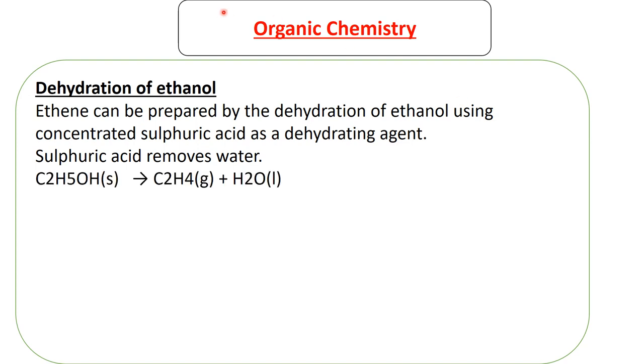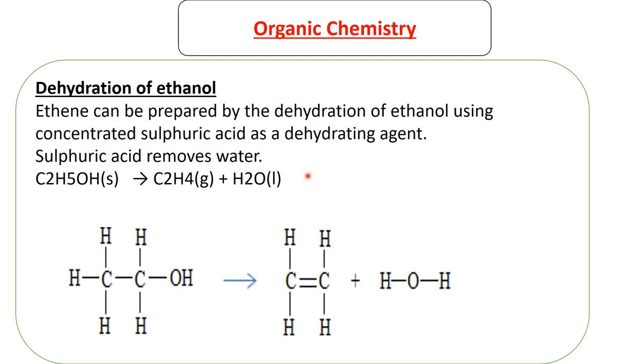So this is the reaction where we have ethanol here. Once you put it in, it is in contact with sulfuric acid, the water is going to be removed. So we're going to have ethene and water. Ethene is what we collect as a gas. Then water, of course, can be discarded. So the reaction is represented using structural formula as this.